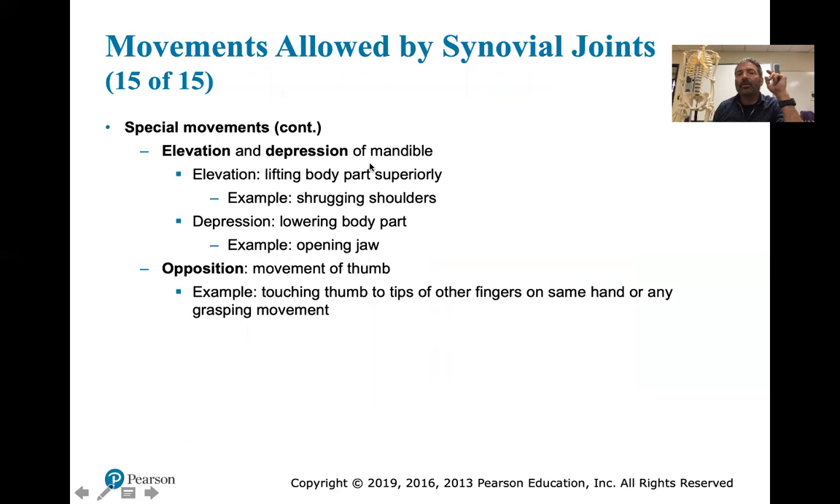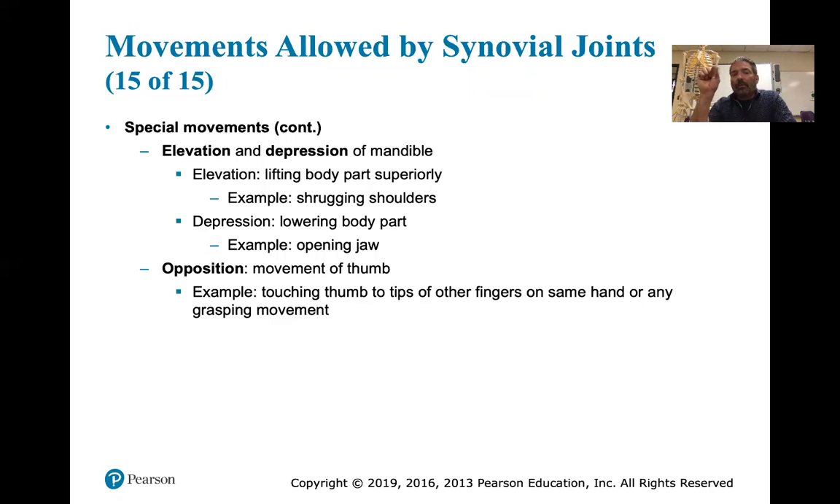All right, special movements. Elevation and depression of the mandible, lifting body parts superiorly, or depression. We all do that with our scapula. You can rotate your scapula in all kinds of ways, protract or retract it. A lot of us have our scapulae elevated because the levator scapulae muscle is so tight, because we hold all our tension there. When you're under stress, you literally clench, so you're wearing your scapula as earrings because it's so tense.